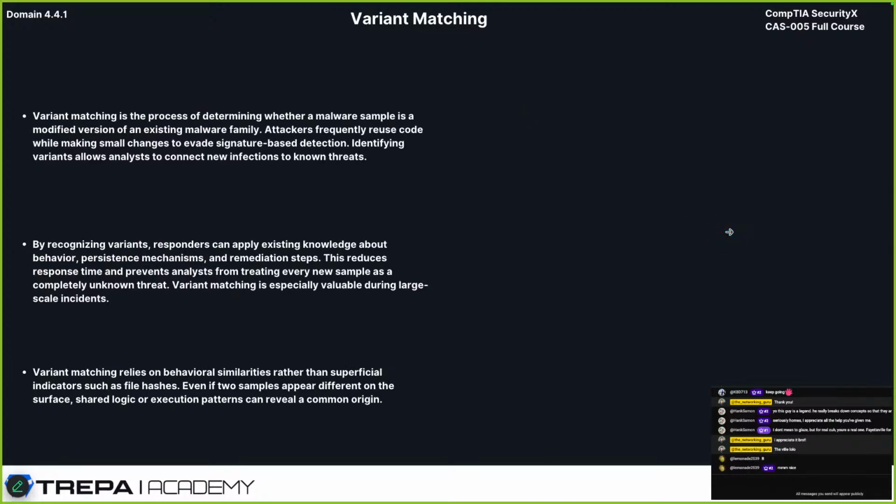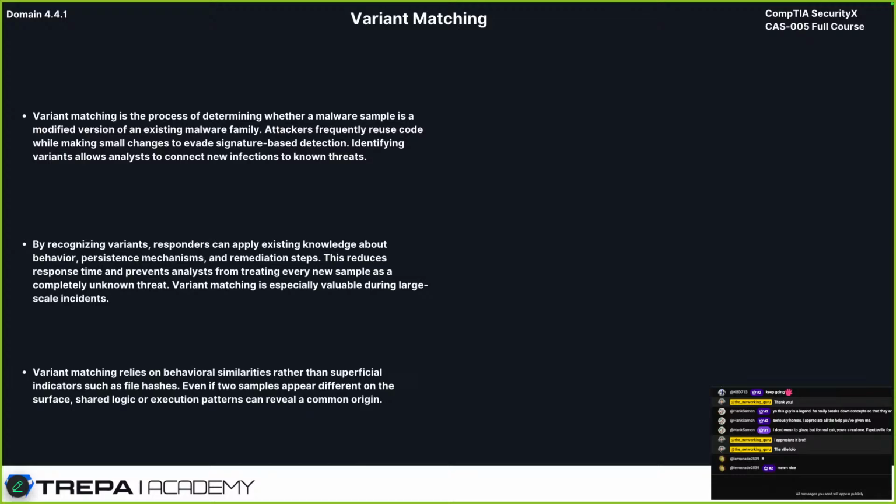Variant matching. Variant matching is the process of determining whether a malware sample is a modified version of an existing malware family. Attackers frequently reuse code while making small changes to evade signature-based detection. Because that signature-based really is just a hash of that specific malware. But think about if we could change that malware, that virus just a little bit, do our systems still detect that? If it pretty much, they just evolve it in a way. It's kind of like viruses in real life. I just thought about that now. It's a good metaphor, just how viruses adapt to our white blood cells attacking.